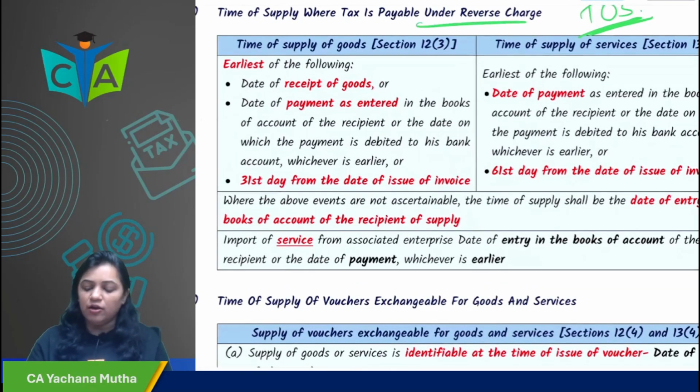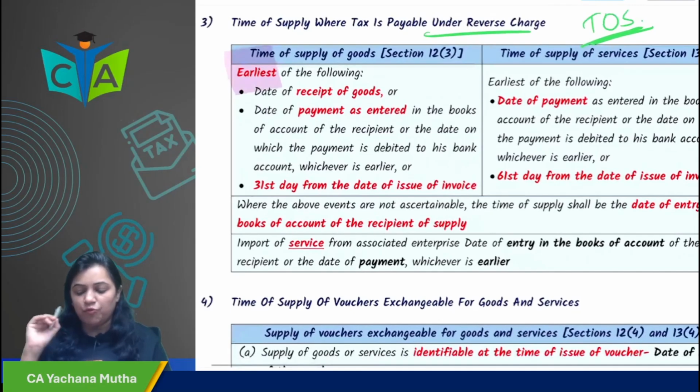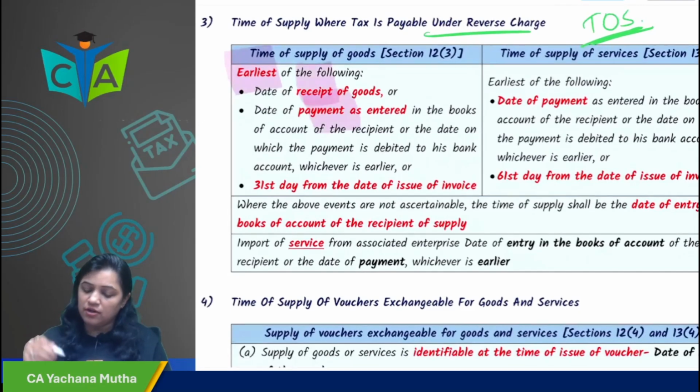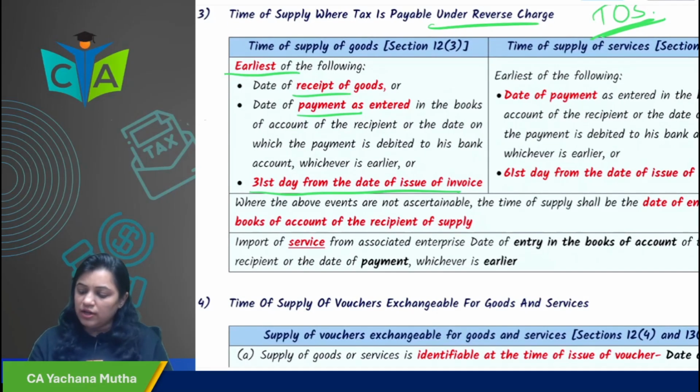So it will be the earlier of the date of receipt of goods, the date of payment as entered in the books of accounts of the recipient, or the date of payment which is debited to his bank account, whichever is earlier, and 31 days from the date of issue of invoice. Okay, so it will be the earlier of receipt of goods, date of payment as entered in the books, or 31 days from the date of issue of invoice. Earlier of these three.